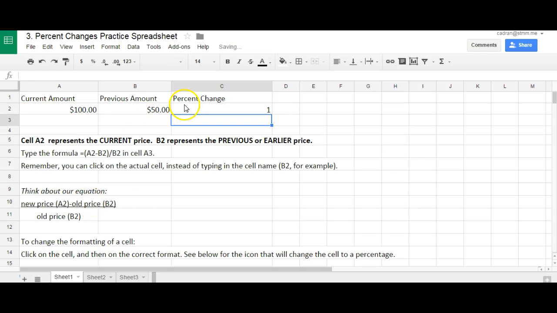Now I press enter and I get a 1, which is great, but I really wanted a percentage. If I click up here in our formatting bar on the percent sign, I get a 100% change in my account. So there's one way to look at percent and change of percents in a spreadsheet.